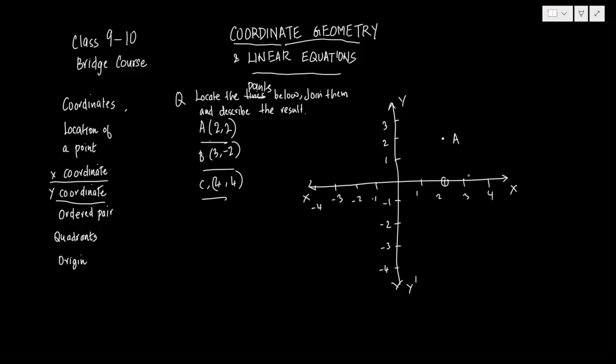Next is 3, -2. This is 3. And this is -2. So the second point is here. Third is 4, 4. This is 4 and this is 4 approximately. So the third point is here. Now join them. So join A and C, join A and B, and join C and B. Describe the result. So after you have joined them, what do you get? You get a triangle.